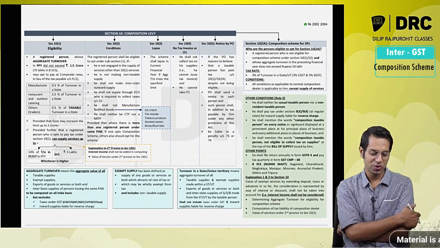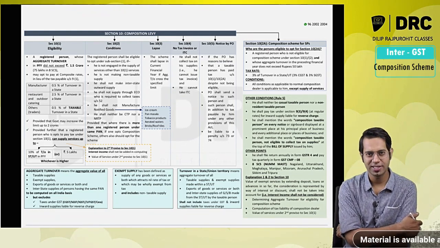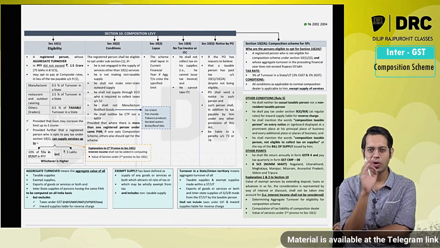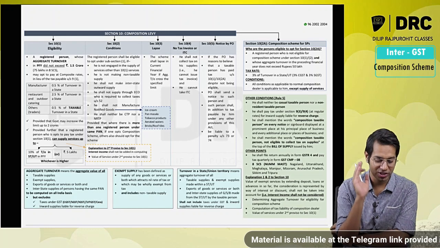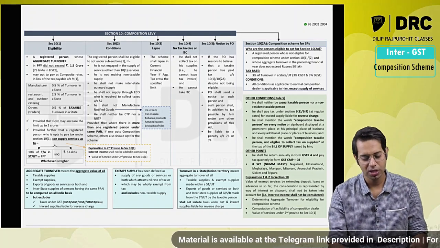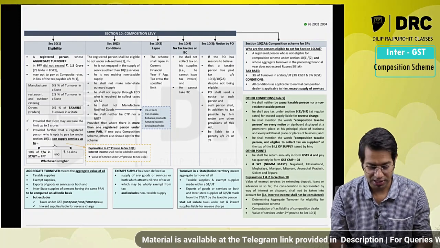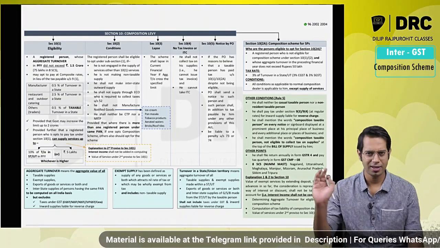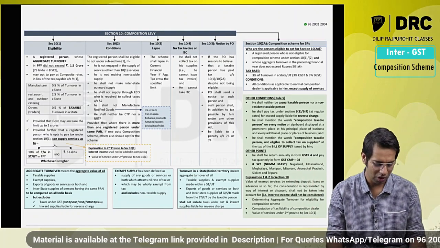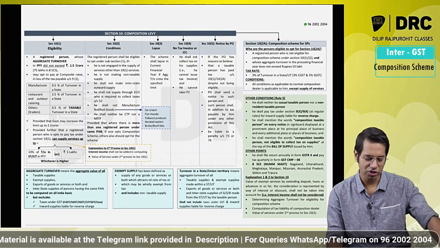Welcome back. In our previous class we discussed charge under GST, and in today's class we are going to start our discussion on a beautiful topic called composition scheme, section 10, composition levy. It is an important chapter for this examination because last examination they have not asked any question on composition scheme, and even otherwise this is an important chapter. Normally they keep on asking questions from this particular chapter.